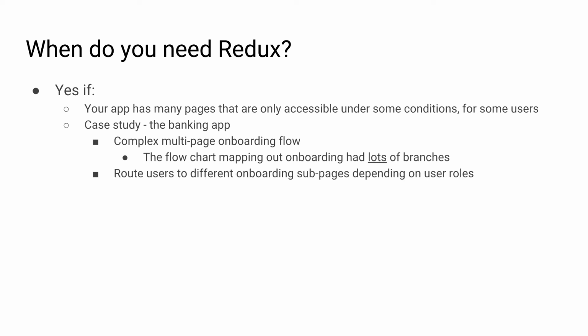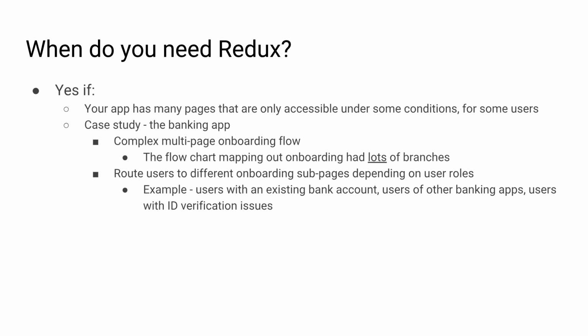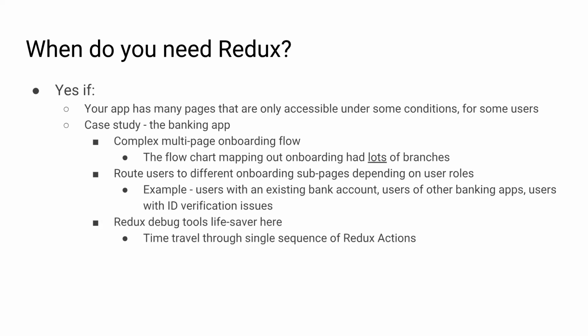So there's different subpages. It kind of depends on, are they a pre-existing banking user? Do they use other banking apps? Do they have ID verification issues? There's a lot of different times when a page needs to be made accessible. So it's very stateful routing. And I think the Redux debug tools were kind of a lifesaver to sequentially show how state changes are happening, and we can debug much more easily.